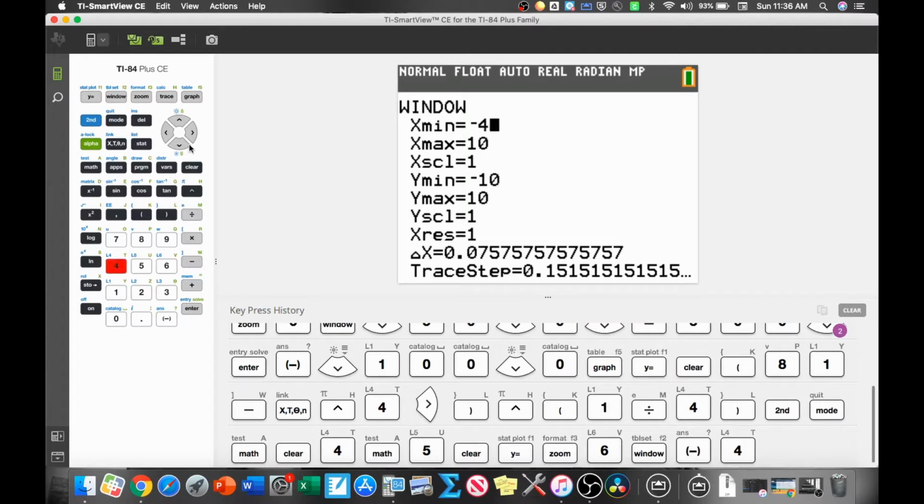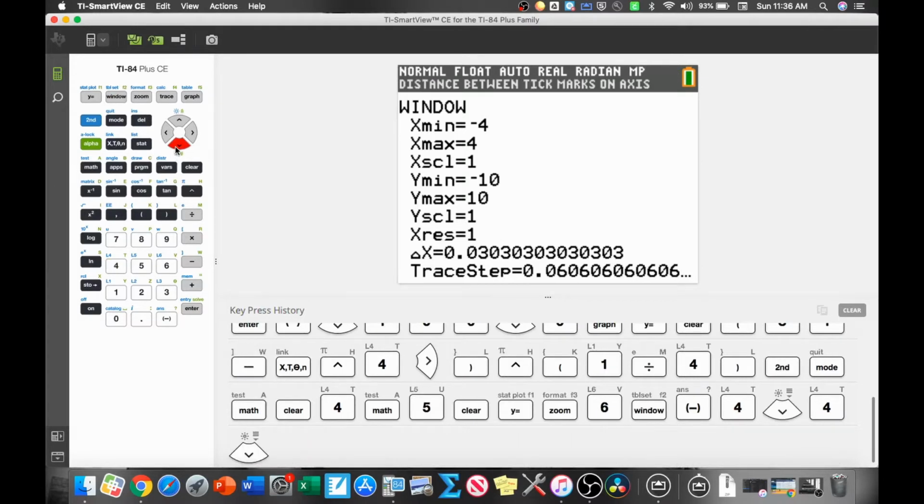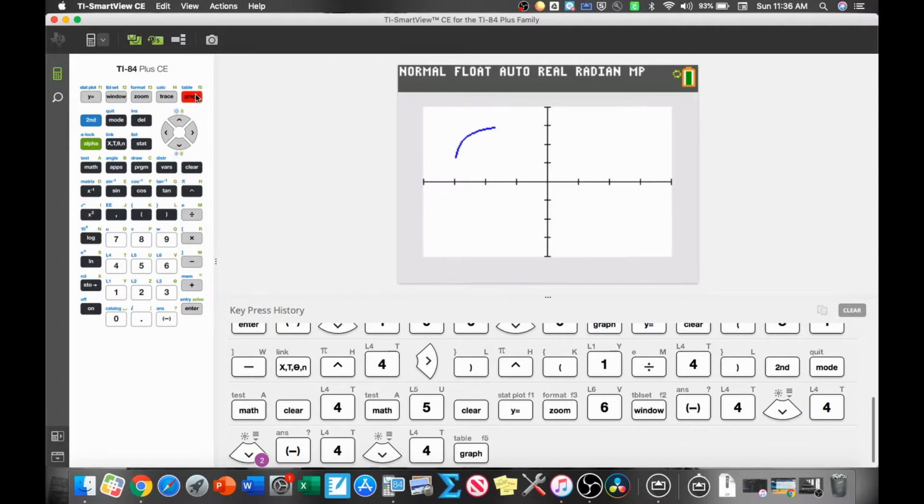So -4 is my x min, +4 is my x max, and this time I'm going to leave my scale at x equals 1 because I don't mind seeing 4 tick marks. That's not going to bother me. And then my y minimum, I'm going to do the same, -4 to 4. Okay, so I'm just going to tighten up my window a little bit, and I'm going to hit graph.